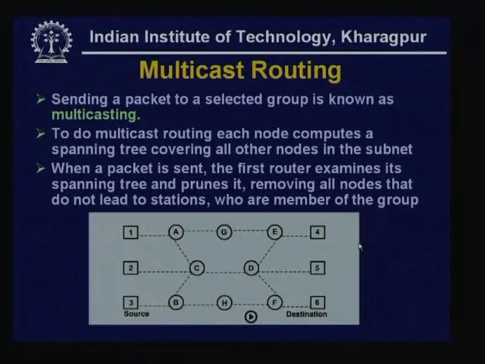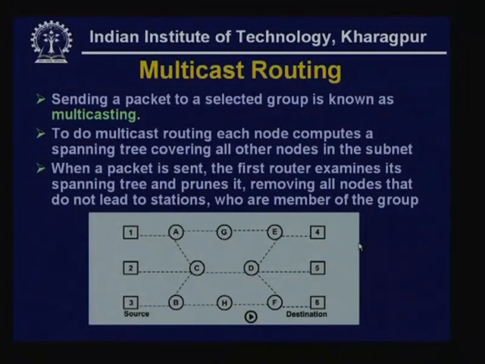Now, we shall discuss another type of routing, which is known as multicast routing. So far, routing has essentially been from a source to a destination, between a pair of stations. But there are situations where a particular station will send to a group of stations. For example, a video service provider is giving video on demand to a group of people.